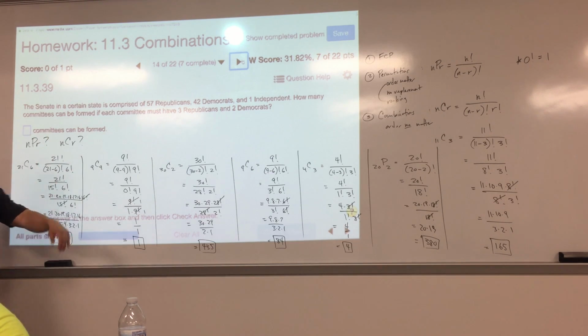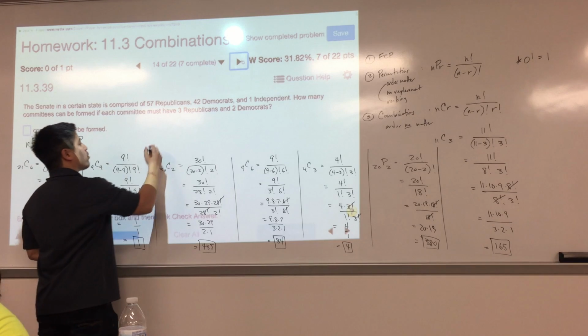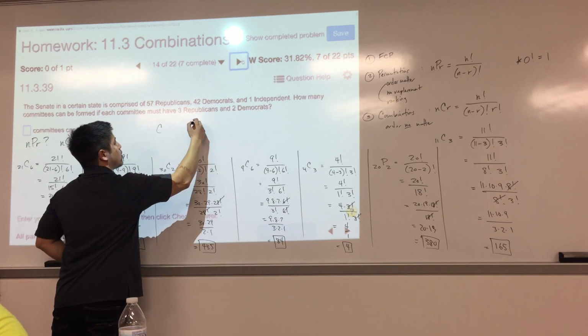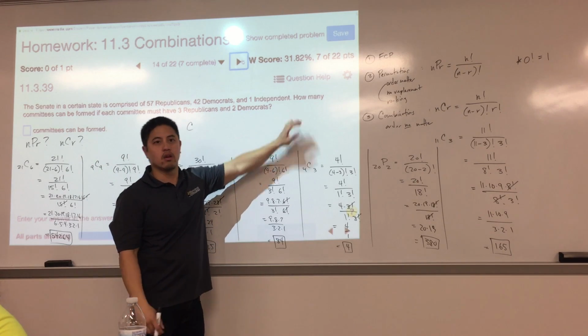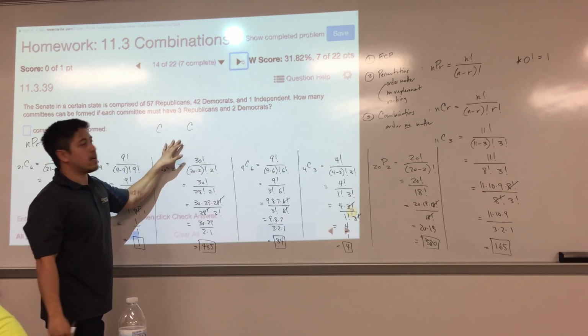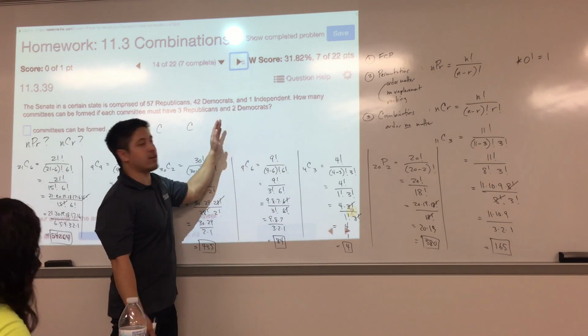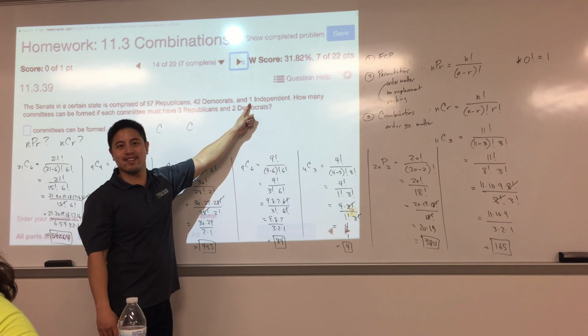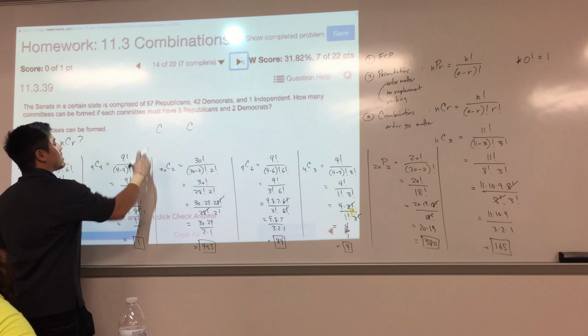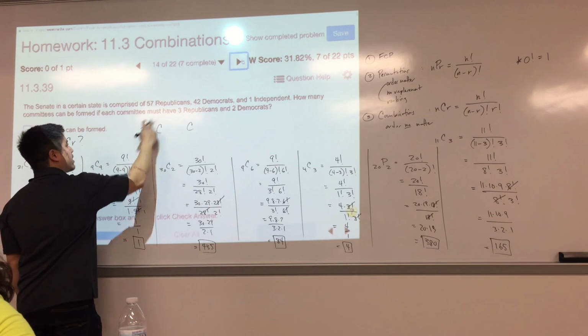Well, first and foremost, permutations or combinations? Combinations, order doesn't matter. We have Republicans, we have Democrats. Did they ask you to select any independents? So you only have 2, right? If there were independents, we would have another one. And actually, it doesn't even matter because you have 1 independent. Okay, so let's do the Republicans first. Tell me the setup.